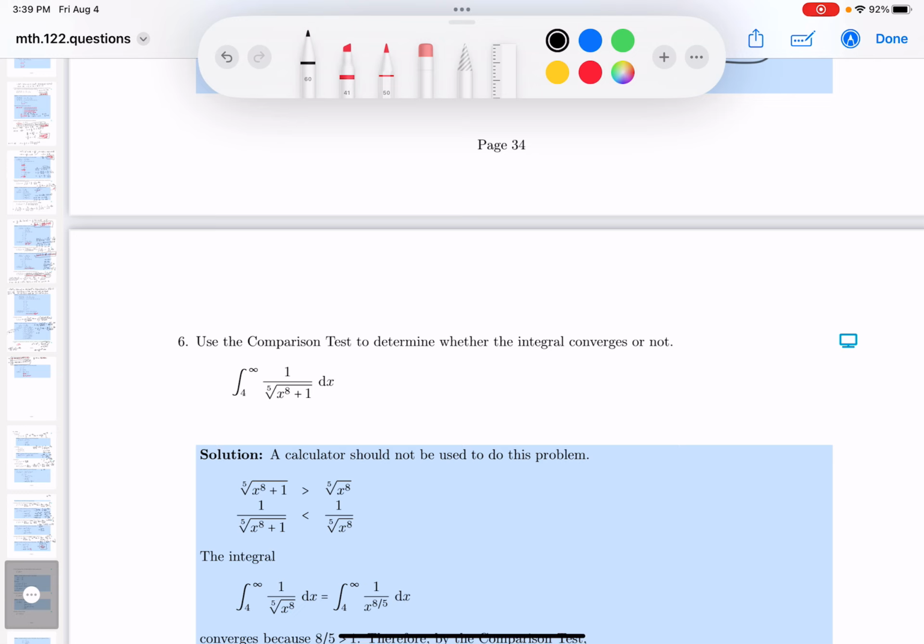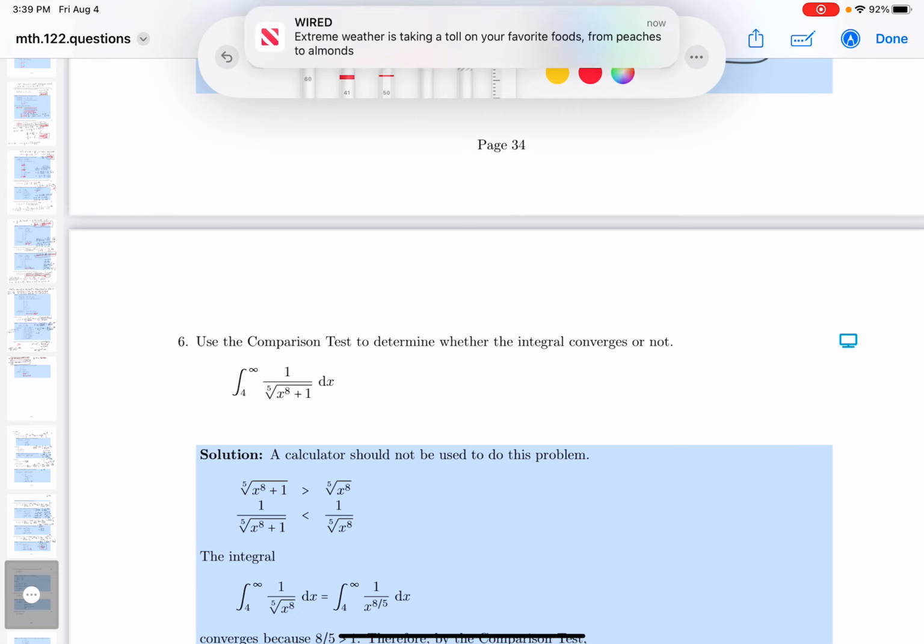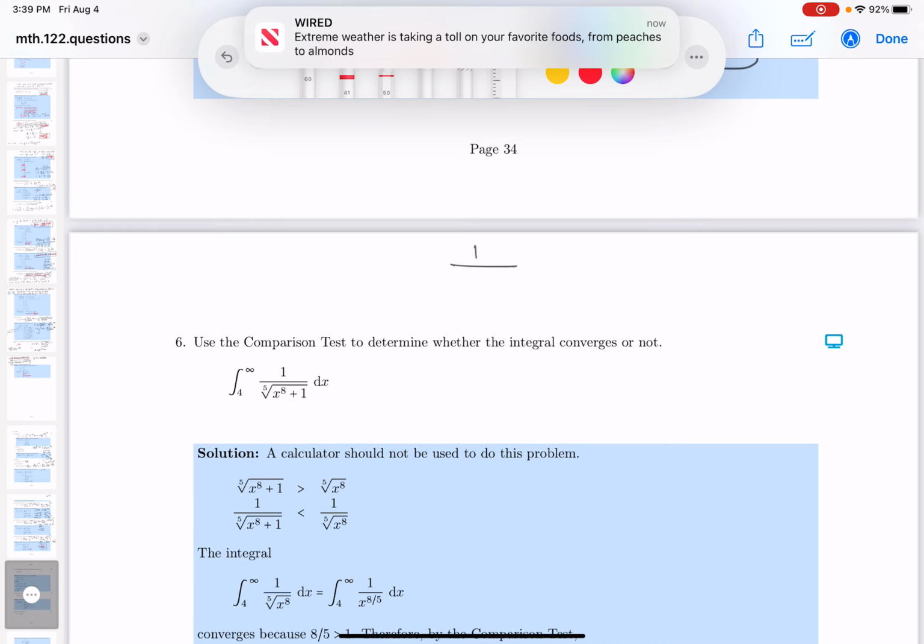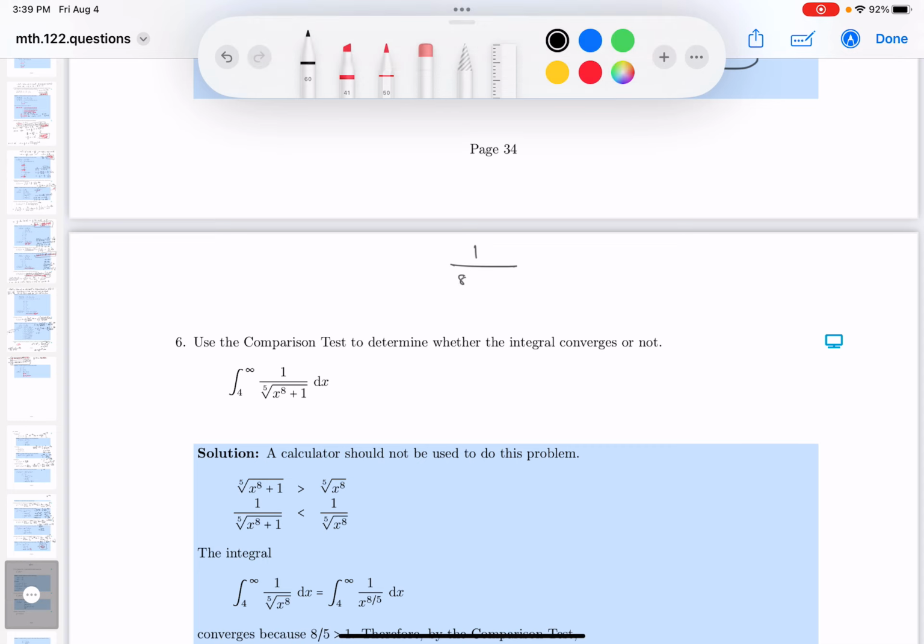Okay, if you were asked to do this integration here, and again, they're being clear, so use the comparison test to determine whether this integral converges or not. My gut feeling about looking at it is that you want to find a comparison that looks sort of like that. I'm not going to say absolutely, but if you have the fifth root of x to the eighth plus 1, I'm going to say it roughly compares with 1 over the fifth root of x to the eighth.